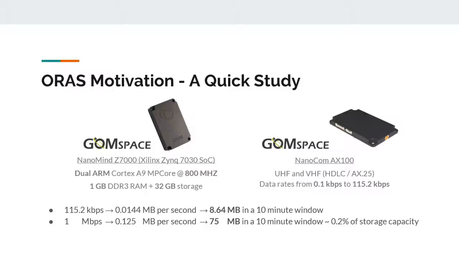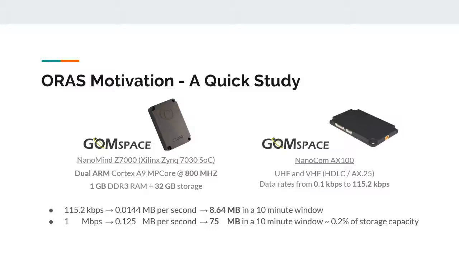So, to take a look at the ORAS motivation, we propose a first quick study. These are two typical components or subsystems that one can commercially acquire from a very popular CubeSat vendor called GomSpace. On the left we see what can be seen as an onboard computer, which is also used as a transponder unit. I want to focus on the properties of this component: it is not an expensive subsystem, it is very small, and it is also very power efficient, targeted for CubeSat.